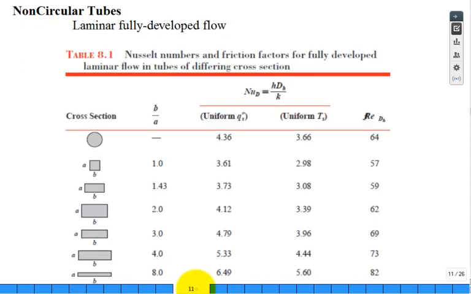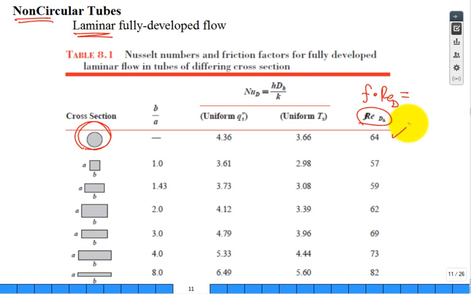Okay, what about when we don't have a circular tube, we have a non-circular tube, but we still have laminar flow? What do we do? Well, people have worked hard and they've tabulated a lot of results. So here's a reminder for the friction factor. This is f times the Reynolds number. It's a little bit offset, but that's equal to 64 for the round tube.